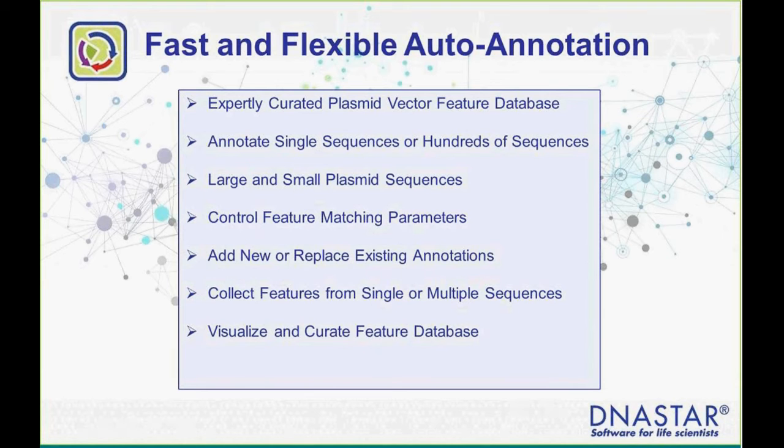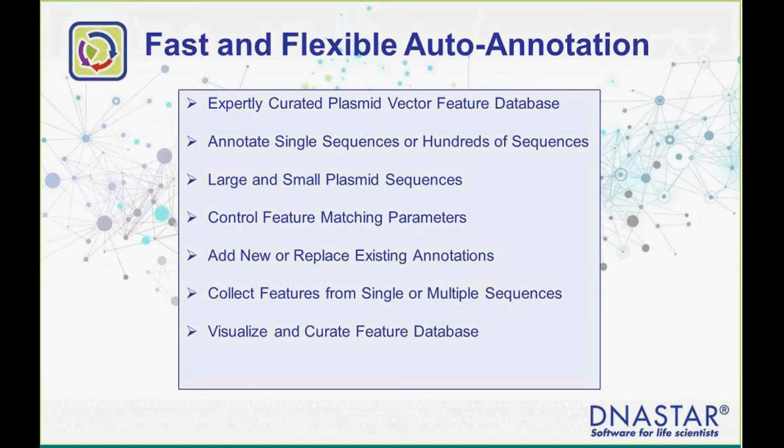It's possible to take our curated database and then add additional features, harvest features from new plasmids or from different types of sequences and have your own collection of features, and then the ability to look at that and curate that database further. So it gives us a lot of flexibility, and it gives the user a lot of control to make sure that whatever annotations they're adding are the most accurate. So that's what we'd like to do today.